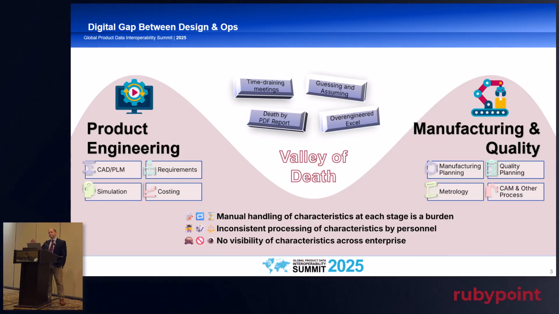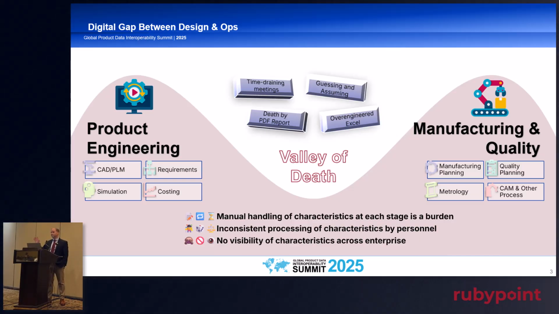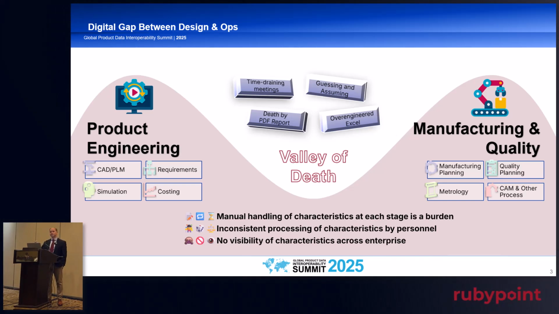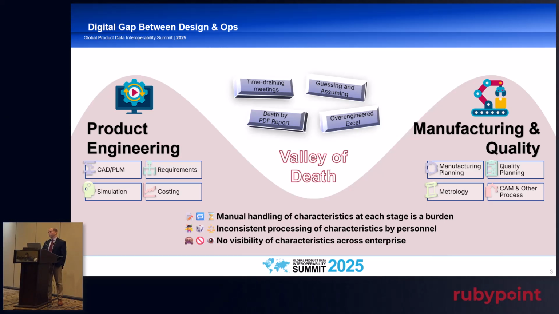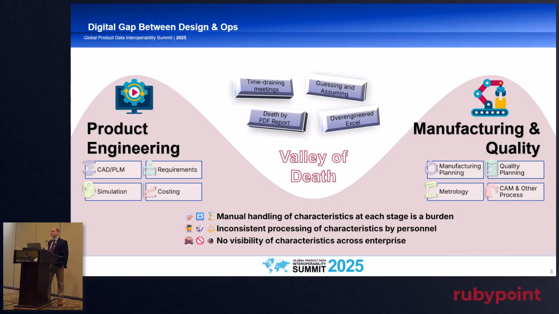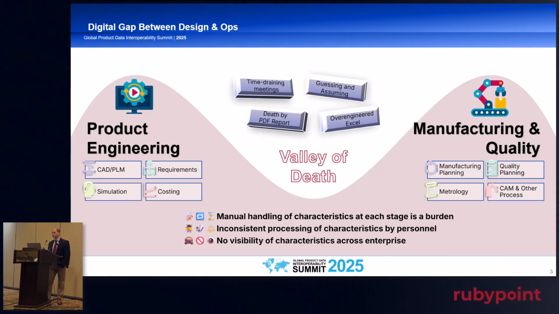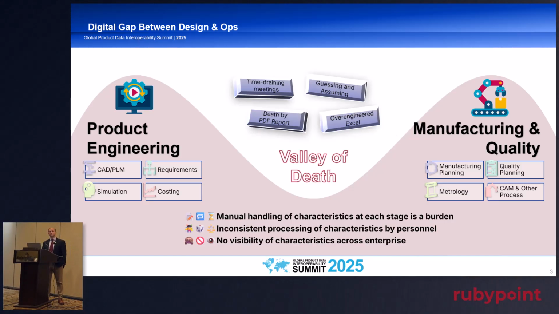So when we talk about model-based definition, really the essence of what we're talking about is that we want to exchange data between product engineering and downstream, as it's sometimes called, especially manufacturing and quality. There are other areas like sustainment and so forth, but we'll just focus on manufacturing and quality, a couple of the big domains.